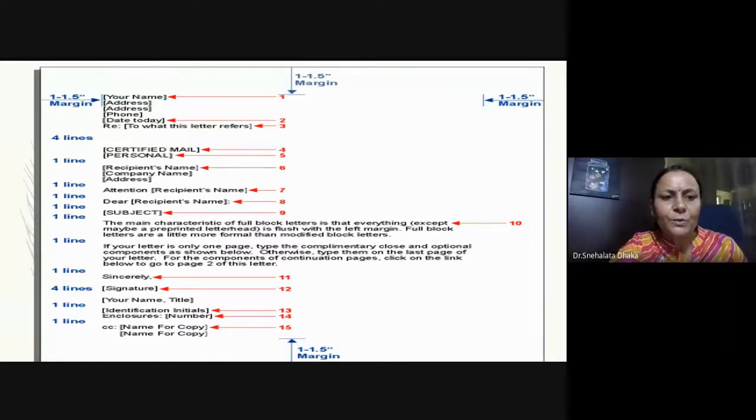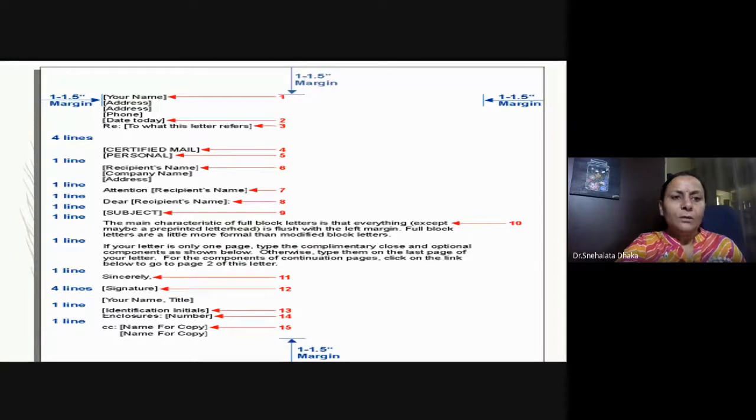Now please pay attention towards this structure which I have presented. You can just check one by one that all these steps of information are starting from the left side of the sheet. Or we can say that the steps are aligned from the left side. So this is termed as what? Full block format.